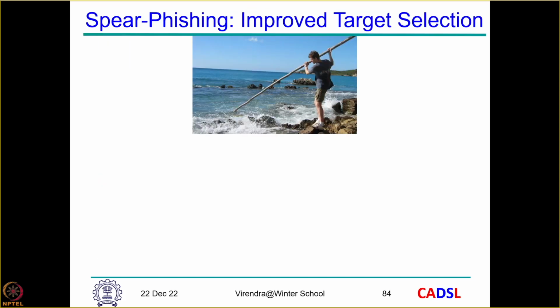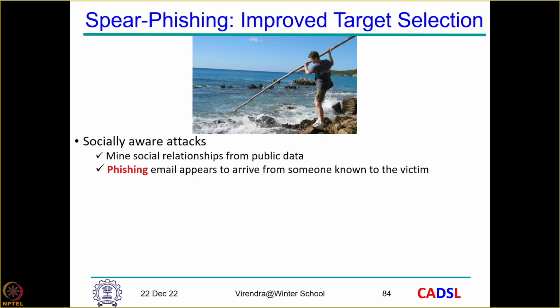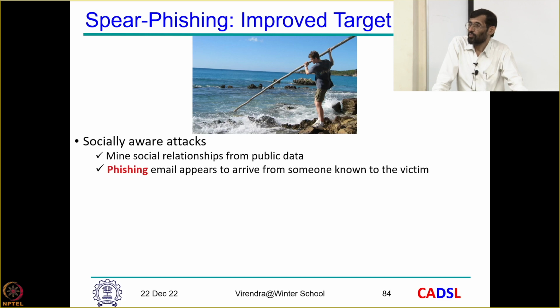As I said, things are getting more and more targeted. Earlier the phishing attacks were mostly random. Now, people have started to use social engineering and more sophisticated attacks, like mining social relationships from the public data and then making use of those, so that the phishing email arrives from someone who became a victim of that.